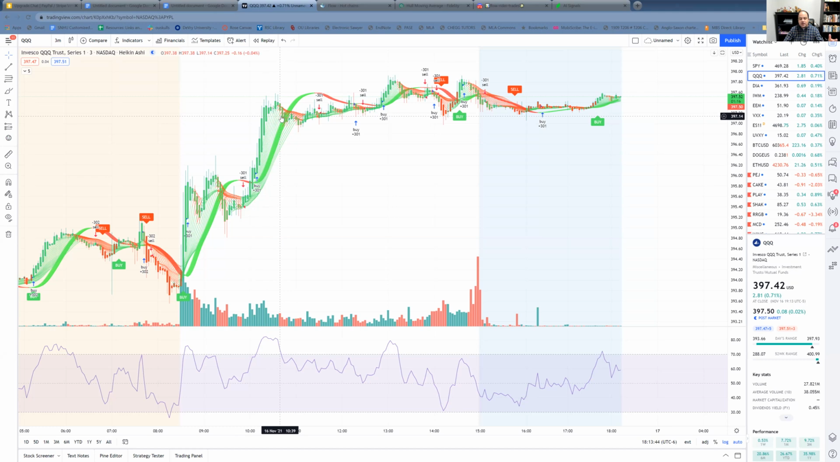I actually entered QQQ a couple other times. Right here towards close, it started to sell off. But as I looked in the flow, I saw there was some bullish momentum still, so I thought it might go back up. So we scalped that again.